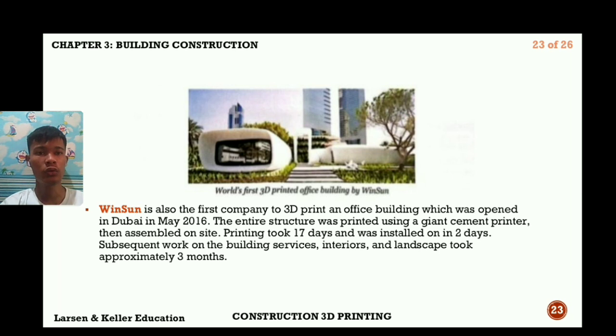As you can see in the photo, this is the world's first 3D printed office building by Winsun. Winsun is also the first company to print an office building, which opened in Dubai in May 2016. The entire structure was printed using a giant cement printer, then assembled on site. The printing took 17 days and it was installed in only 2 days. Subsequent work on the building services, interiors, and landscape took approximately 3 months.